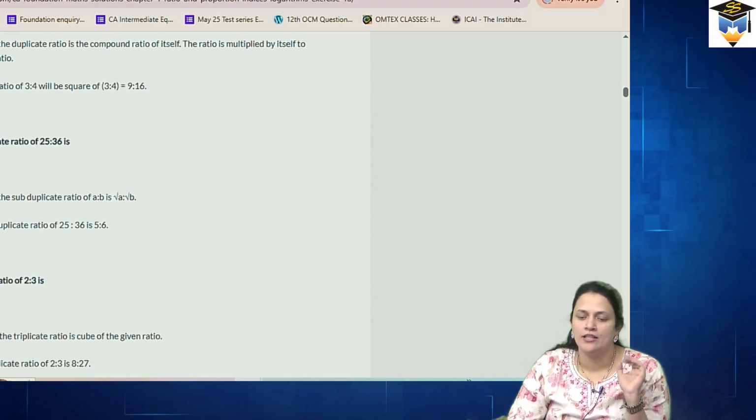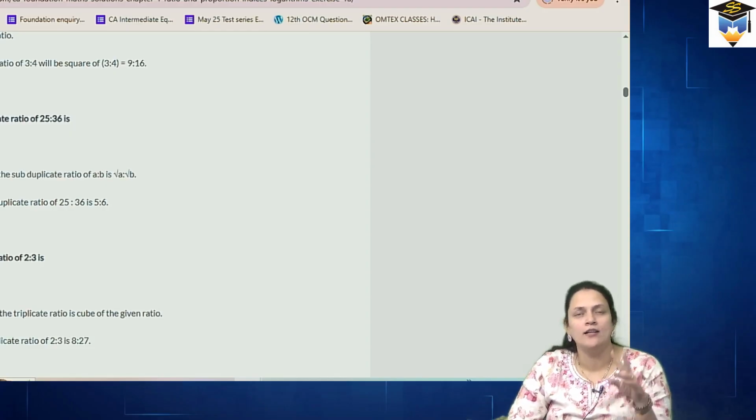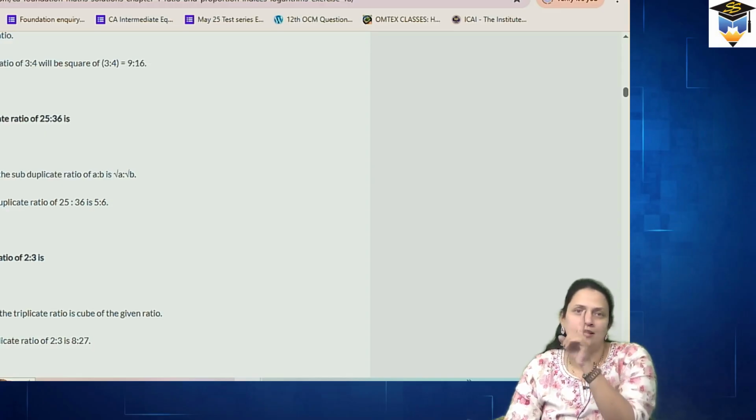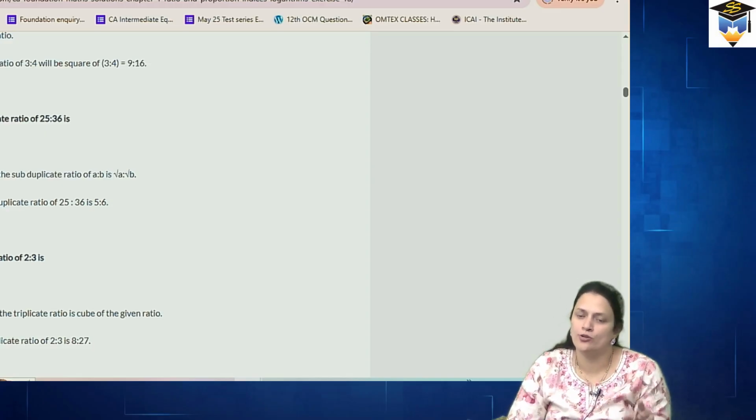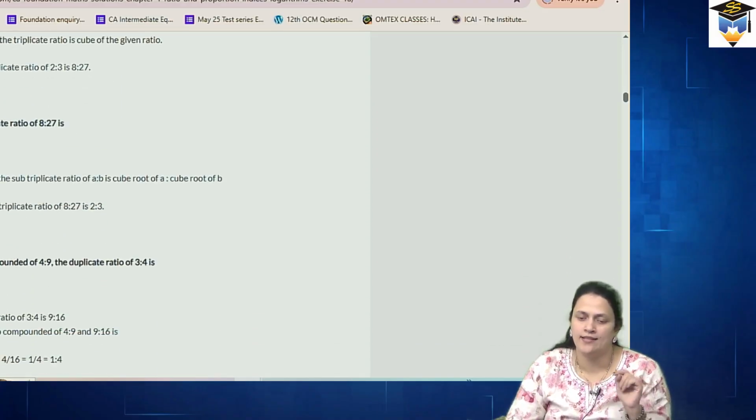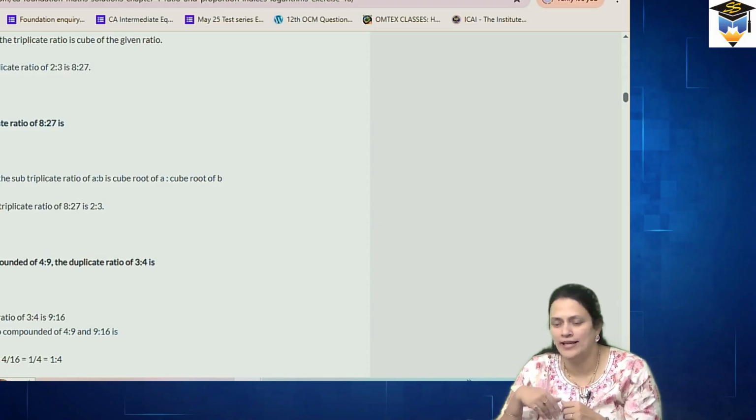For the seventh, the triplicate ratio of 2:3. When we say triplicate, multiply it 3 times. So 2/3 into 2/3 into 2/3. So the answer is going to be 8/27. Option A. For problem number 7, the answer is option A. Next, sub-triplicate ratio. When they say sub, you have to take the cube root. So cube root of 8 upon cube root of 27, 2/3.